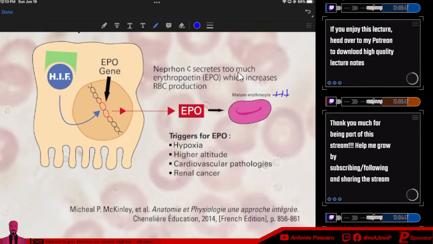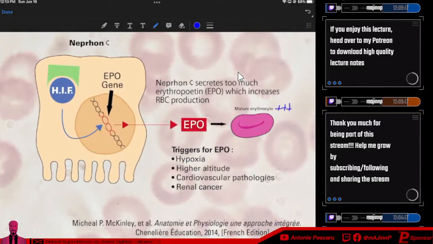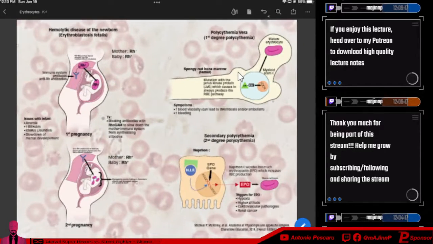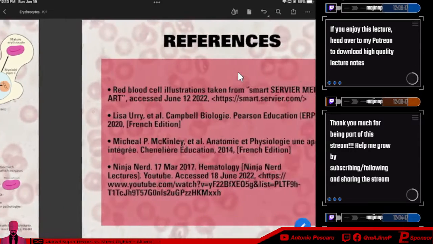Hypoxia, when you don't get enough oxygen to the tissues, your body thinks, I need to produce more red blood cells. Higher altitude triggers it. Cardiovascular pathologies trigger it. And finally, it could be renal cancer, where there's renal insufficiency due to a cancer, which overstimulates this production of EPO. So that was basically it for the other pathologies of the blood.